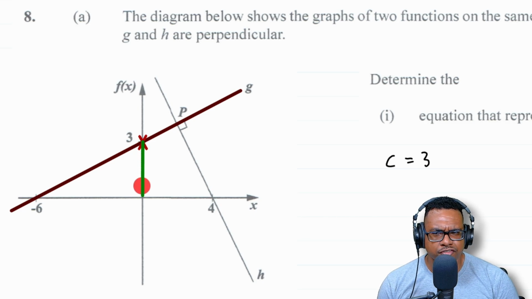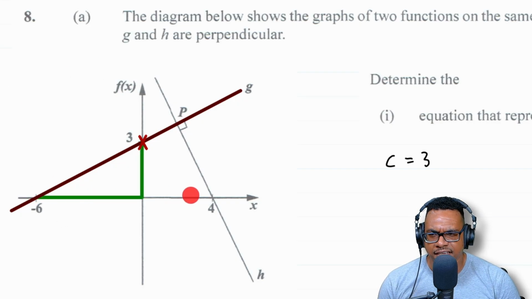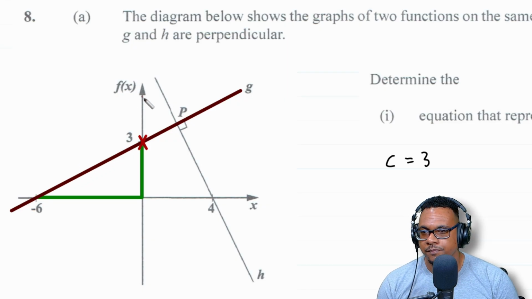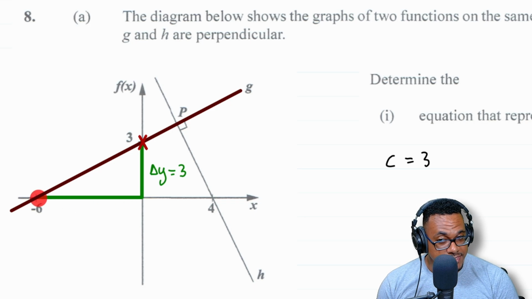And what I could do is form a triangle here where I can get my change in y and change in x. Now we can see as we move from left to right, this line is going upwards. Therefore, it has a positive gradient. Therefore, my change in y would be positive. And we are going from the origin, which is 0 here, all the way up to 3. So my change in y is just 3. And now my change in x, which is the horizontal distance, is from 0 to negative 6. So the change in x would just be 6.